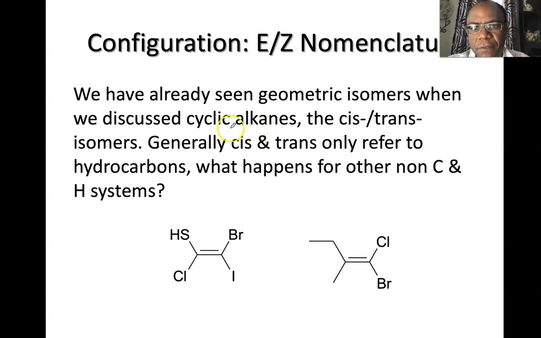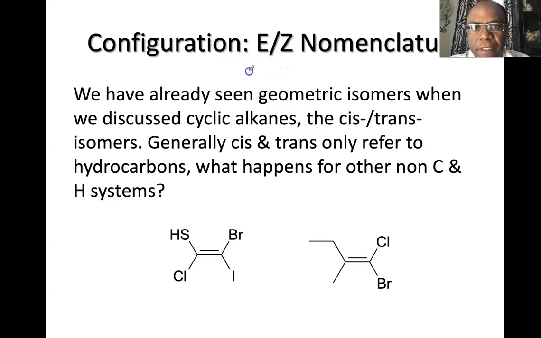Okay, we talked about the R and S stereochemistry, which gave us enantiomers. But let's talk about E and Z and their stereoisomers too. So now, assume you have alkenes, okay?